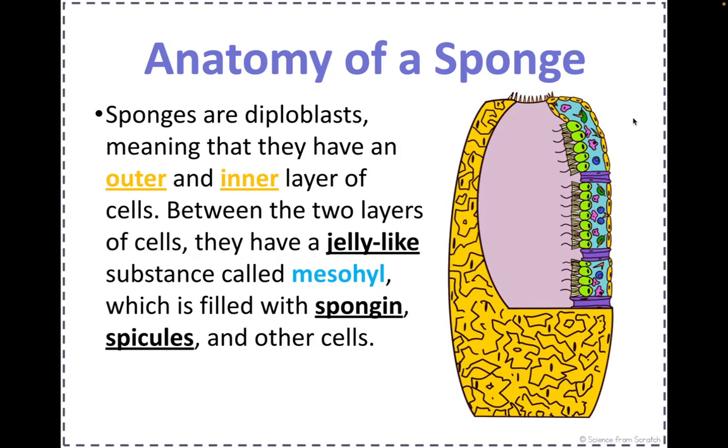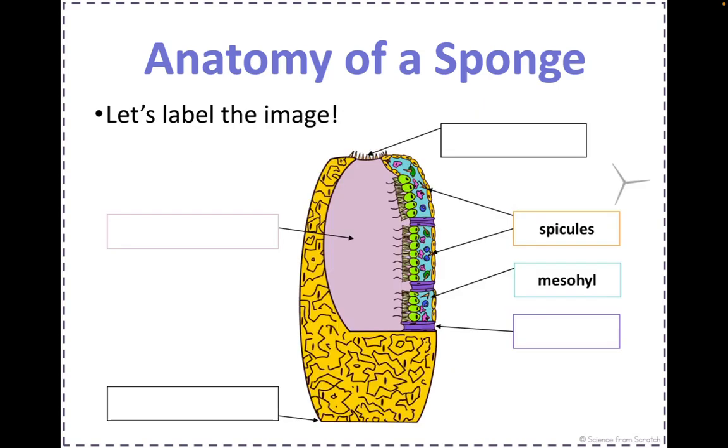Next piece we're going to talk about, sponges are diploblasts. Remember that means that they have both an outer and an inner layer of cells, but between the two layers, they have a jelly-like substance, which is called mesohyl, which is filled with spongin, spicules, and other cells. If you head back to your image, the mesohyl is that light blue color, holding the spicules that we labeled along with some other cells within it.